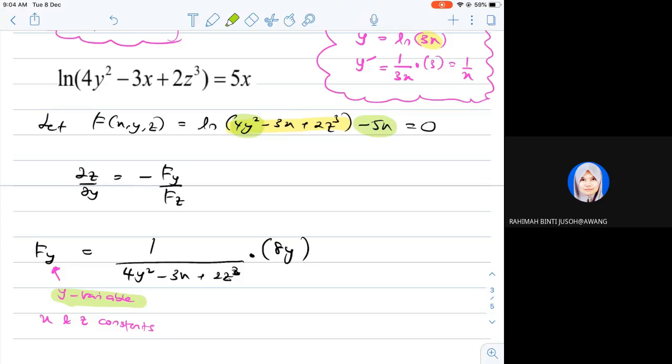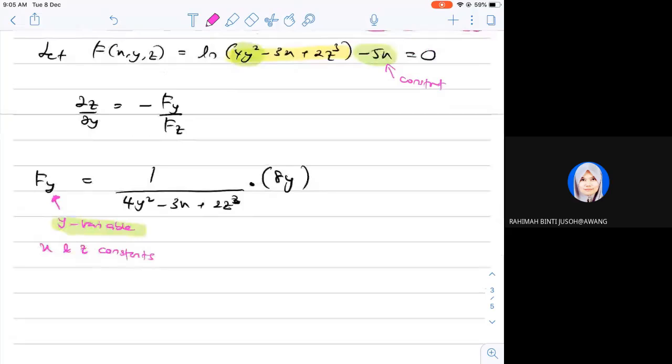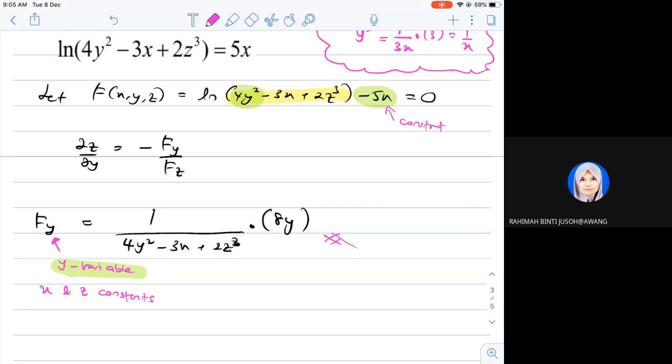Now, differentiate negative 5x with respect to y, what do we get? What is x? It is a constant, right? So differentiating a constant we get 0. So just leave it like this, stop there, because differentiating a constant gives 0. If you find fx, then you have to differentiate negative 5x. But now you differentiate with respect to y, so x is a constant. Treat x like just a number.